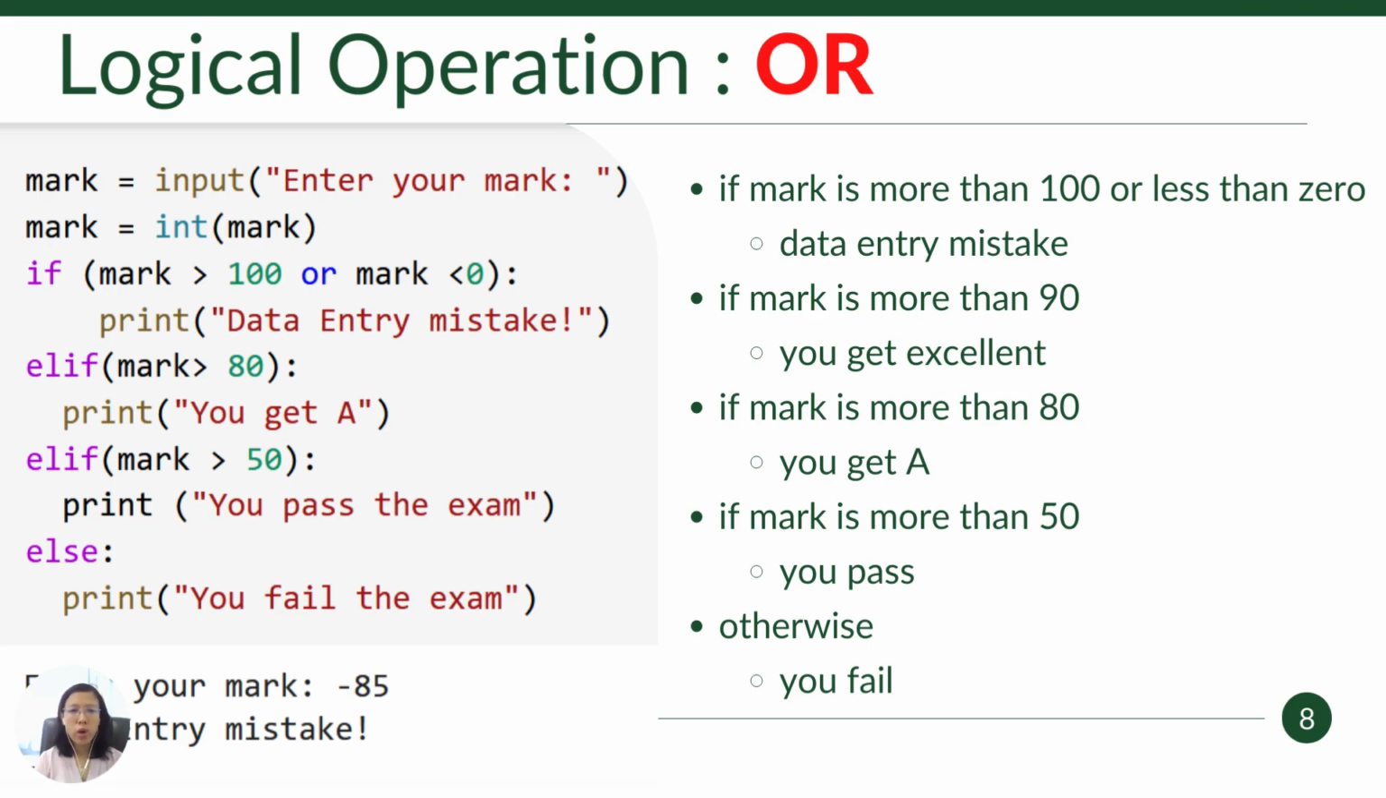Here we will use a keyword called OR. This is called a logical operation. If either one condition is true, we will print out this data entry mistake. Otherwise, we check the second condition: if the score is more than 90, you get A. If the score is more than 50, you pass the exam. Otherwise, you fail the exam. So here I put four branches. Next, I give you an example on the right-hand side. There are 1, 2, 3, 4, 5 conditions. If it's five conditions, how are you going to modify your code? I encourage you to go and change this Python code. How do you add an additional condition?